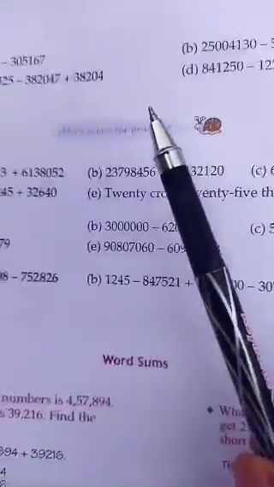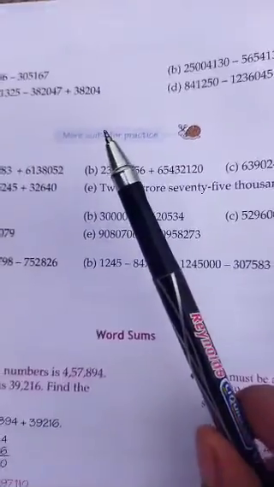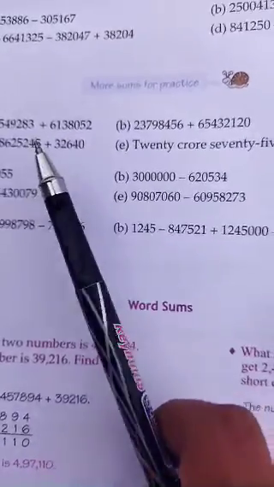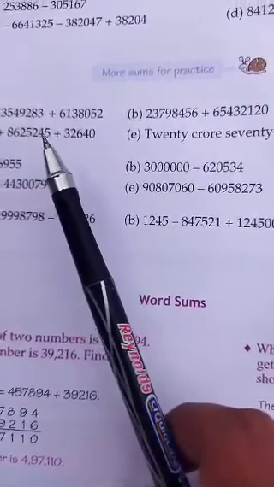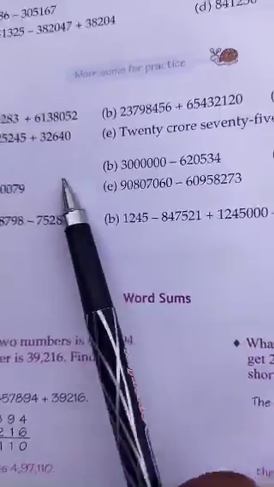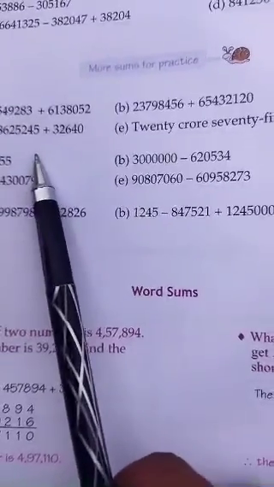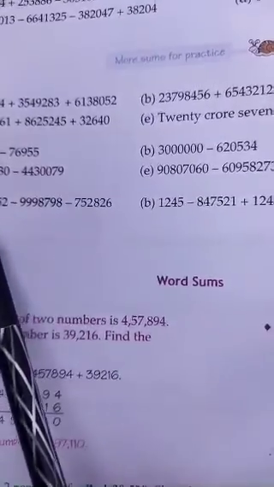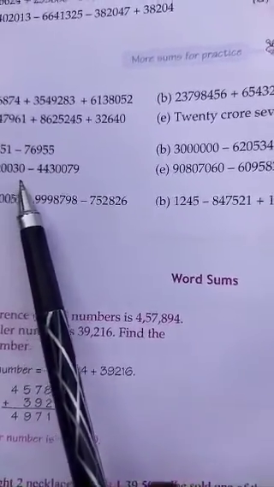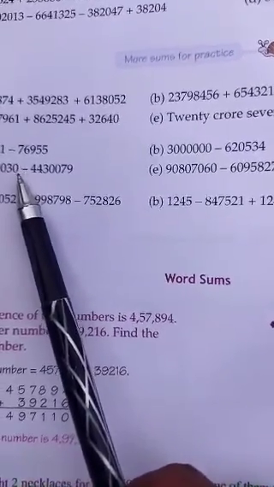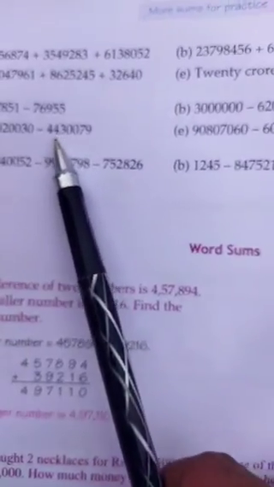7th B and C I left. You have to do this on your own. This is your homework. Now question number 8. These are simple plus, so you can do it very easily. Now question number 9. These are simple subtract. So this is your homework. You have to do it on your own.